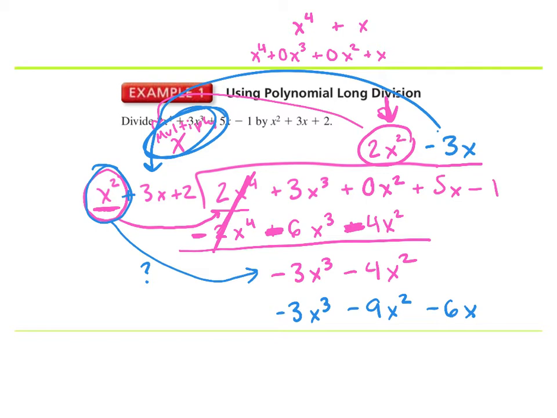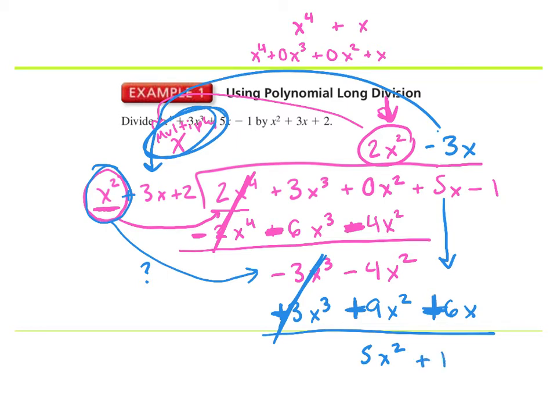What do I do next? Change the signs. So this becomes a plus, this becomes a plus, this becomes a plus. So our first terms here are always going to cancel. And then we just add the rest of them. So what's 4x squared plus 9x squared? Negative 4x squared plus 9x squared. 5x squared. And then we bring down the 5x and we combine it with the 6x. So it's 5x plus 6x. 11x.